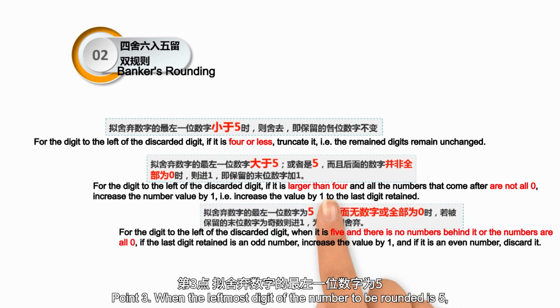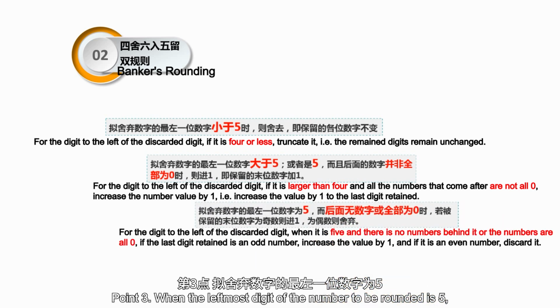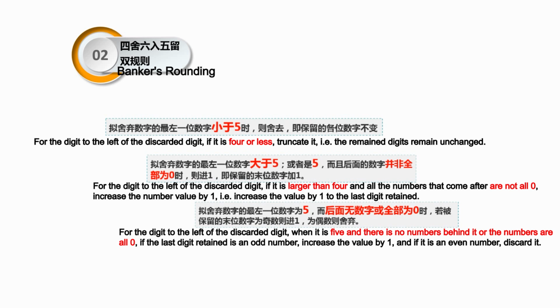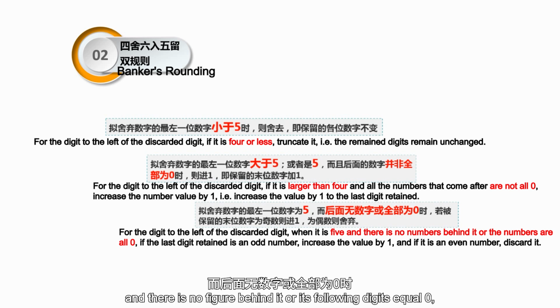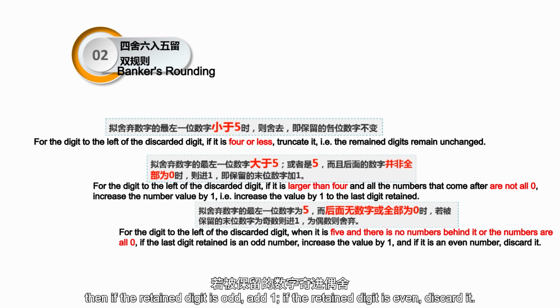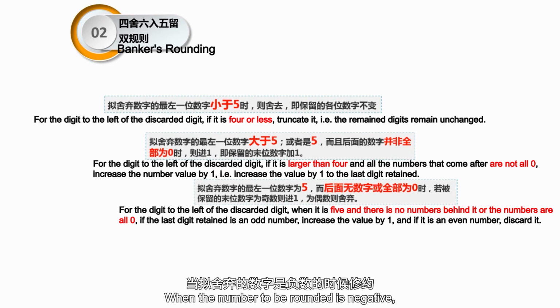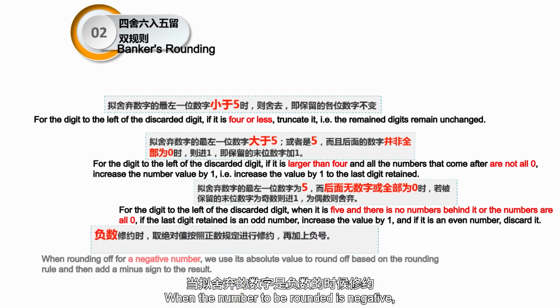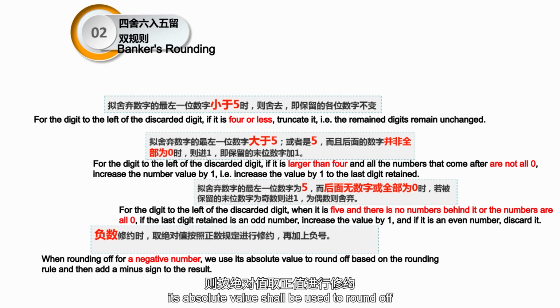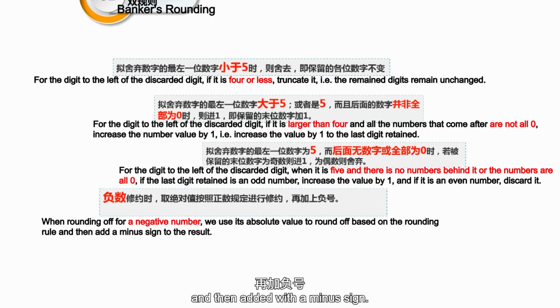Point 3. When the leftmost digit of the number to be rounded is 5, and there is no figure behind it or its following digits equal 0, then if the retained digit is odd, add 1. If the retained digit is even, discard it. Point 4. When the number to be rounded is negative, its absolute value shall be used to round off and then added with a minus sign.